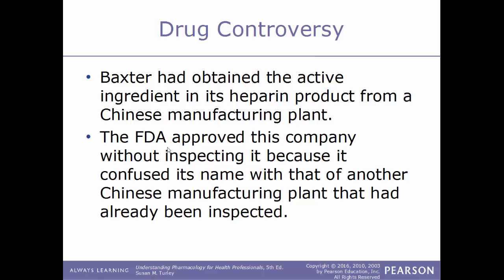Now, Baxter had obtained the active ingredient for its heparin product from a Chinese manufacturing plant. The FDA approved this company without inspecting it because it confused its name with that of another Chinese manufacturing plant that had already been inspected.